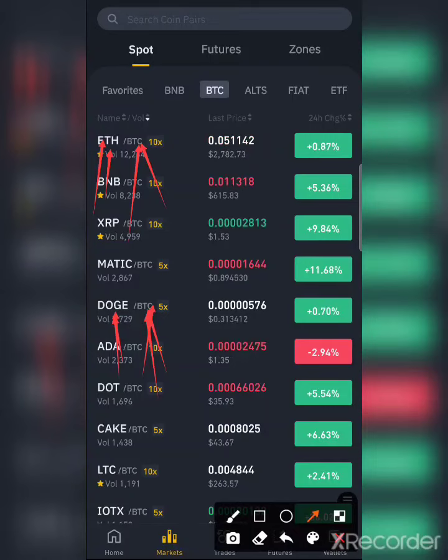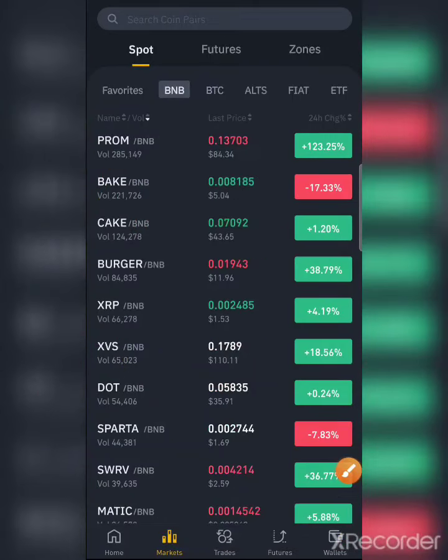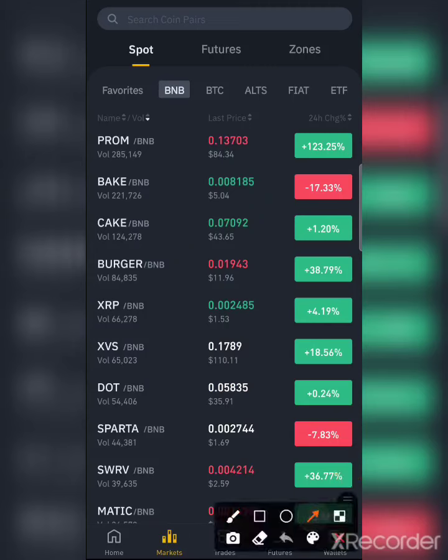But if you are trading with BNB, this is a BNB page. BNB is now the base, Prom is the quote currency. So you can use the base to buy the quote currency because BNB has a higher value than Prom coin.